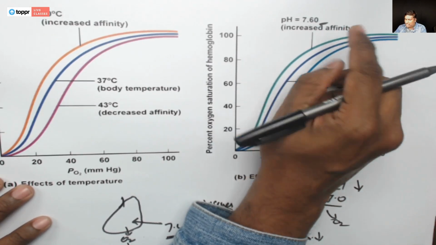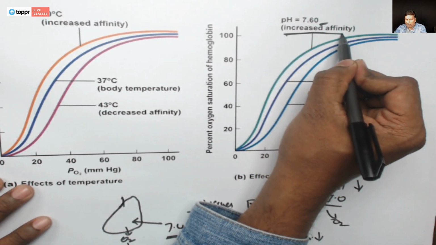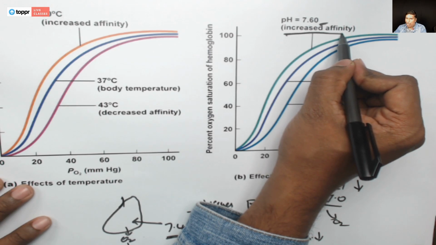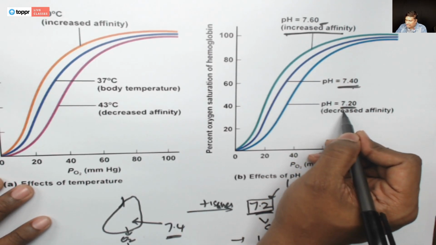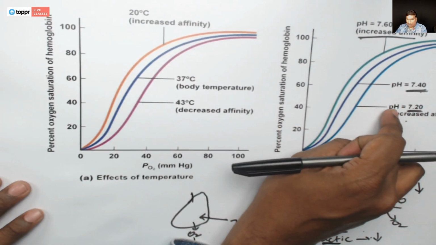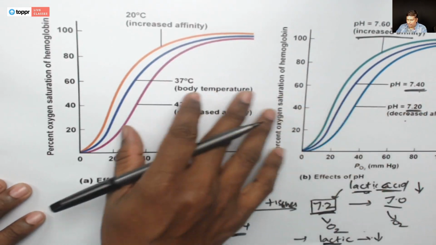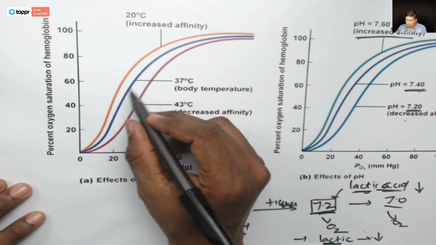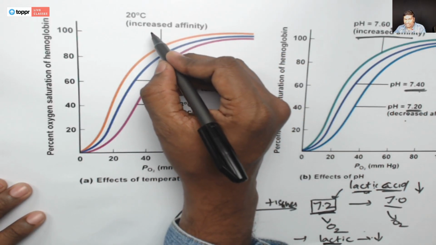So an increase in pH will increase the affinity of oxygen for hemoglobin, and a decrease in pH will lower the affinity between oxygen and the hemoglobin. Now, what happens to the temperature? What is the effect of temperature?